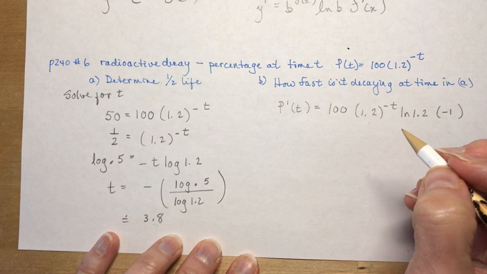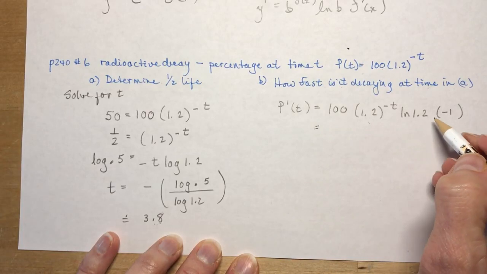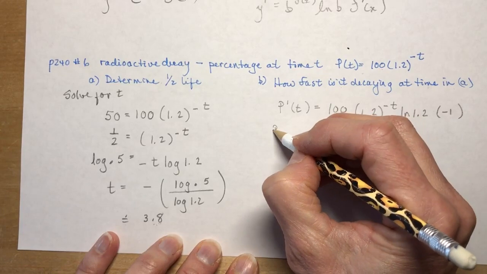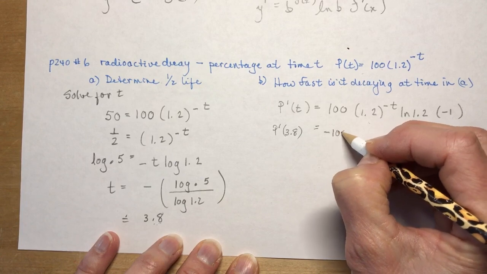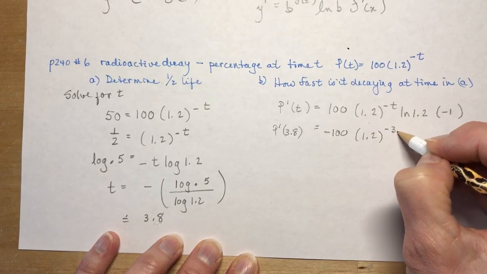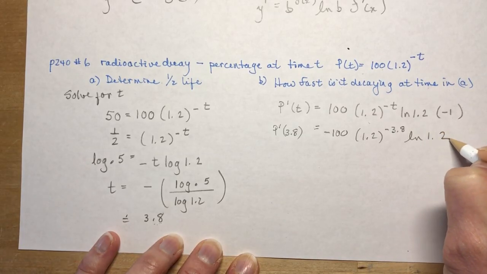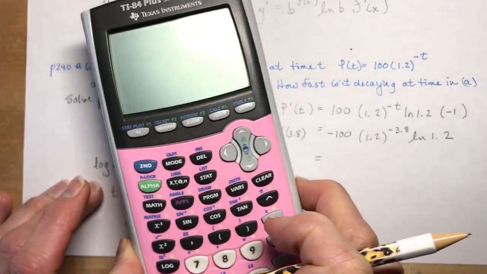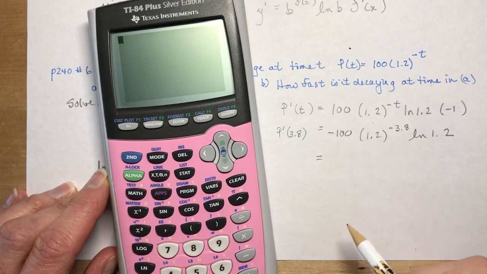So p prime, I guess we could straighten this out just a little bit. We could put the minus out front here. Doesn't really matter. Let's do p prime at 3.8. So that would be negative 100, so minus 100 times 1.2 to the minus 3.8 times the ln of 1.2. And I haven't calculated that, so we can bring in the calculator. So it's decaying, so our answer should be negative, and obviously it's going to be.